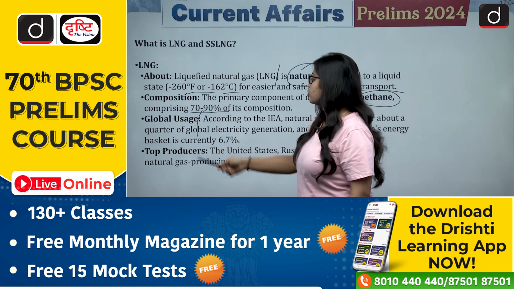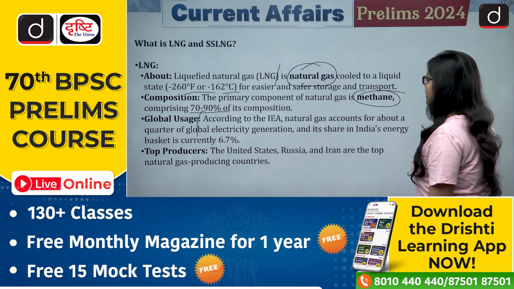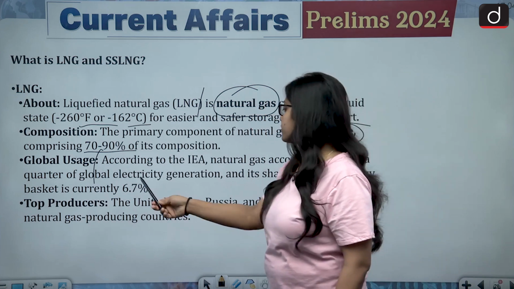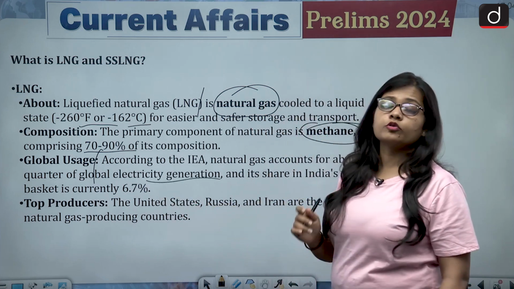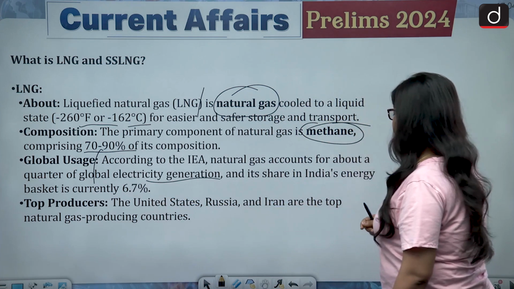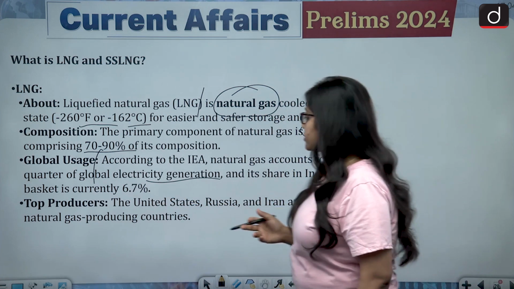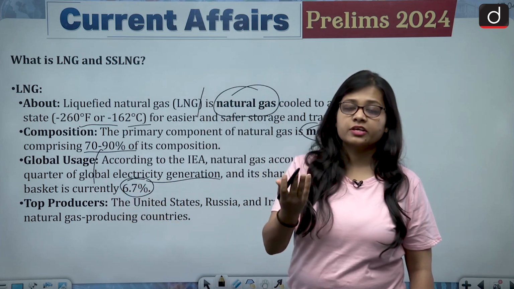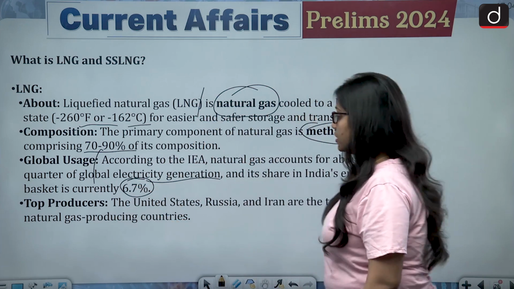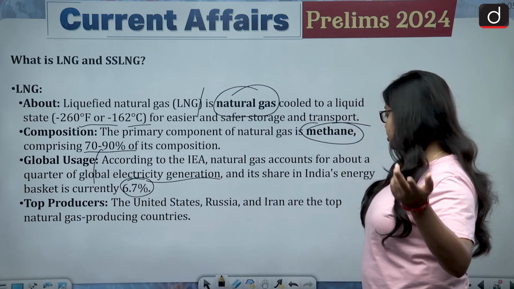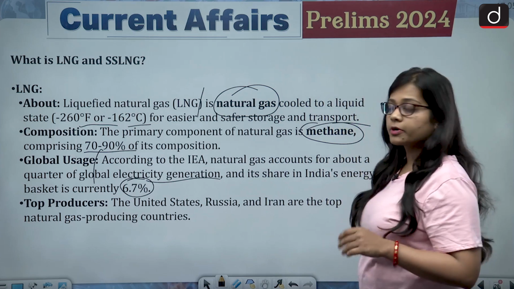Then about its global usage. According to the IEA, natural gas accounts for about a quarter of global electricity generation. It means 25%. And its share in India's energy basket is currently 6.7%, and we need to work towards increasing this percentage. Top producers in the world are United States, Russia, Iran. So these are the top 3 producers.